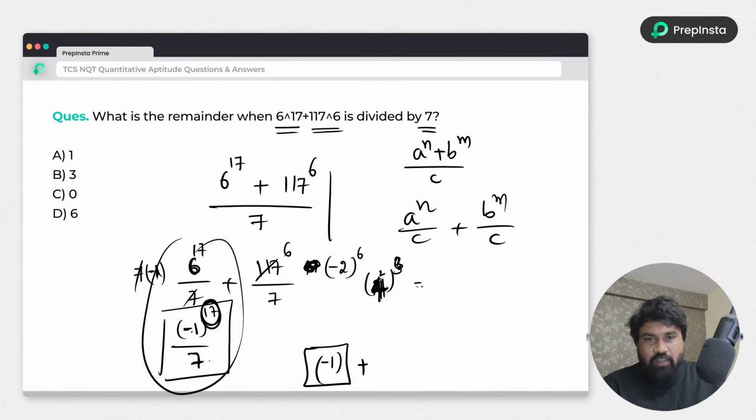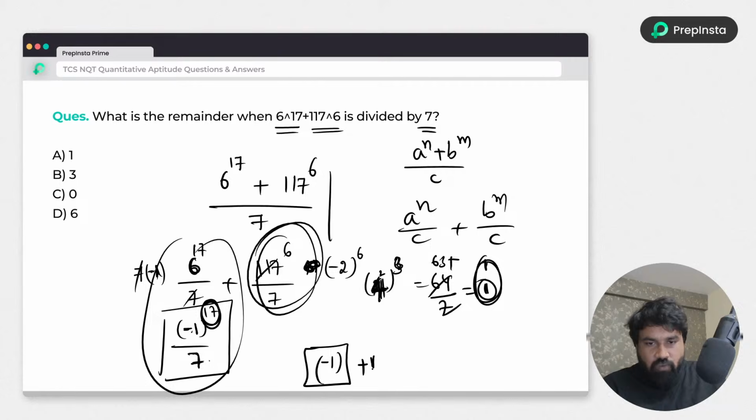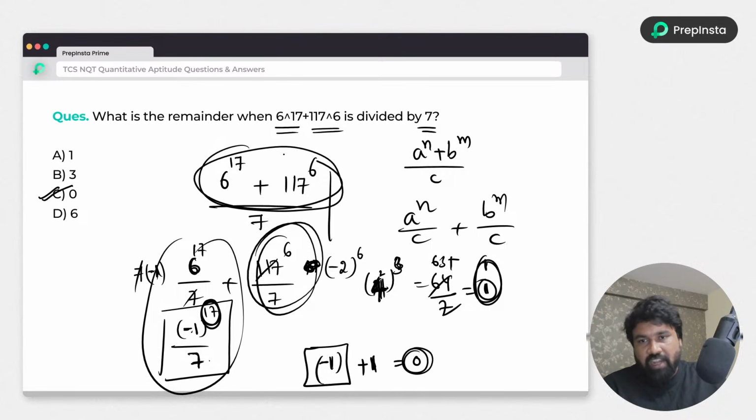4 cube is nothing but 64. 64 by 7 is nothing but remainder 1. Why? Because it will cancel up to 63 and you will get the remainder 1. So on the right hand side, we got remainder 1. Minus 1 plus 1 is equal to 0. That means this number is perfectly divided by 7.